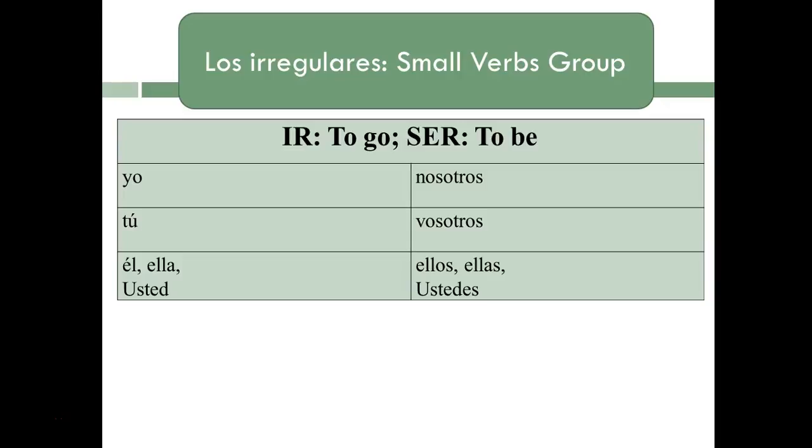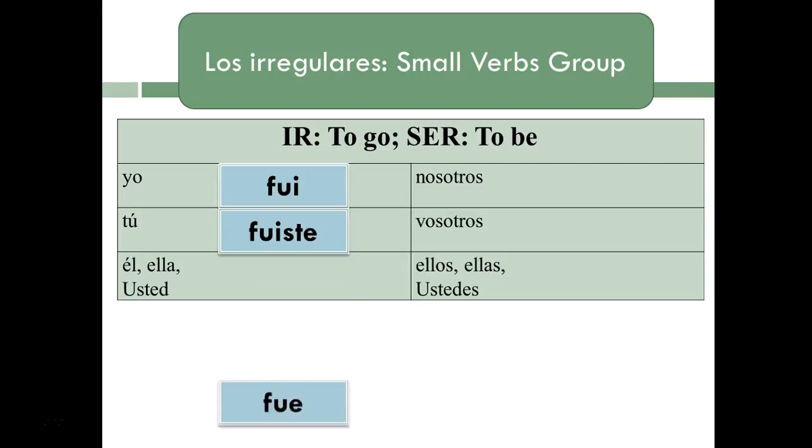And then we have 4 verbs that fit under the small verb category. Ir, ser, ver, and dar are the 4 irregulars that are considered small verbs. And ir and ser are conjugated the same way. So even though they mean different things, you use context clues in Spanish to figure out which verb is being used, because they are conjugated the same. So you can think of these as like identical twins, because they're conjugated identically.